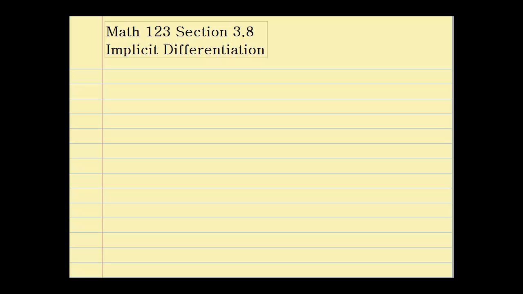In section 3.8, we're looking at implicit differentiation. Knowing how to use implicit differentiation allows us to take the derivative of an entire other set of expressions. We're used to looking at expressions like y equals 2x plus 3. This is called an explicit form.